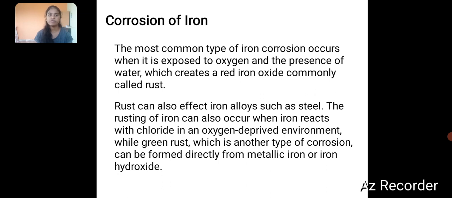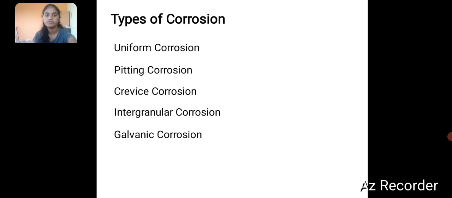The rusting of iron can also occur when iron reacts with chloride in an oxygen environment, while green rust, which is another type of corrosion, can be formed directly from the metallic iron or the iron oxide. Types of corrosion: uniform corrosion, pitting corrosion, crevice corrosion, intergranular corrosion, and galvanic corrosion.